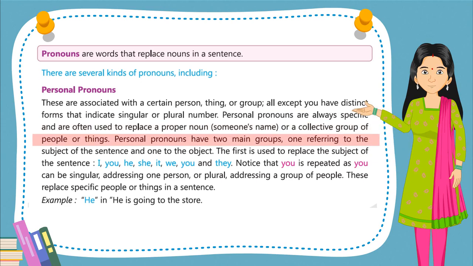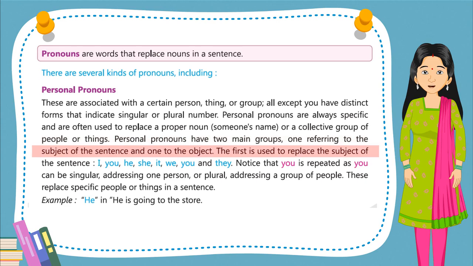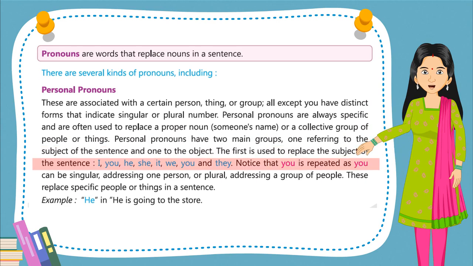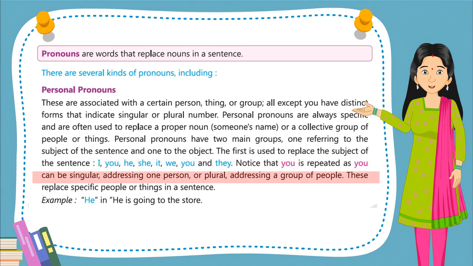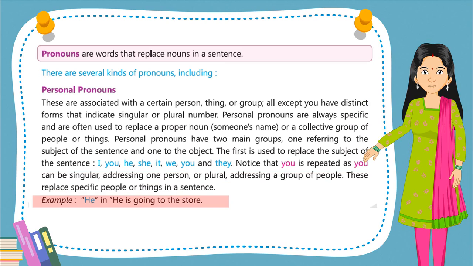Personal pronouns have two main groups, one referring to the subject of the sentence and one to the object. The first is used to replace the subject of the sentence: I, you, he, she, it, we, you and they. Notice that "you" is repeated, as you can be singular, addressing one person, or plural, addressing a group of people. These replace specific people or things in a sentence. Example: He is going to the store.